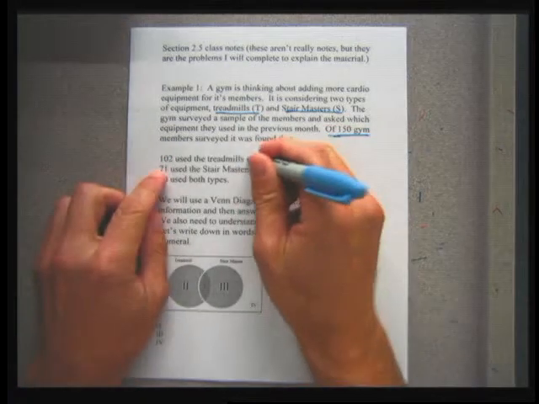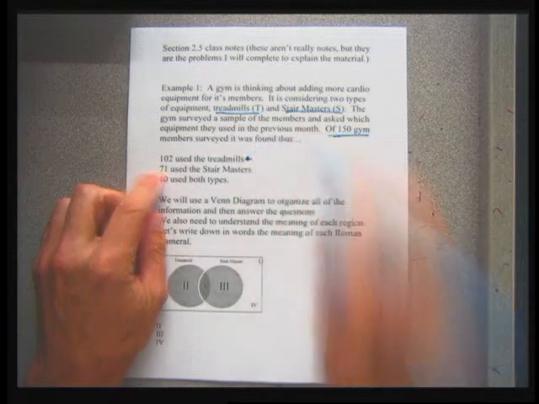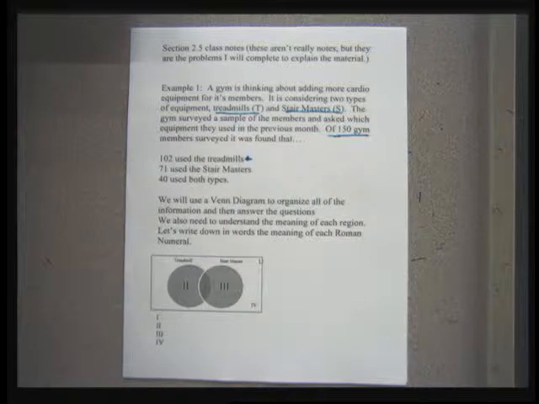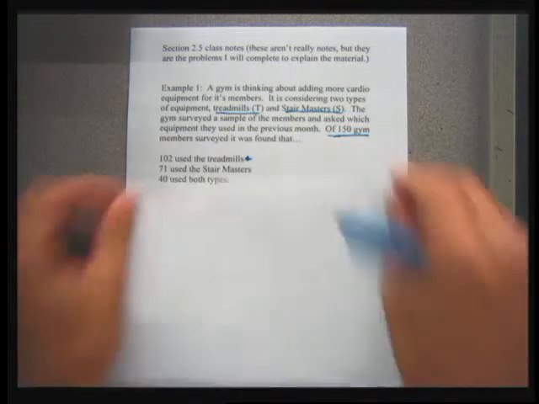The very first number that I see said 102 used treadmills. Of the 102, some used only the treadmill, and some used both the treadmill and the Stairmaster. So it's semi-important that you understand that when the author gives me a number, it's maybe not exactly what you want it to mean.